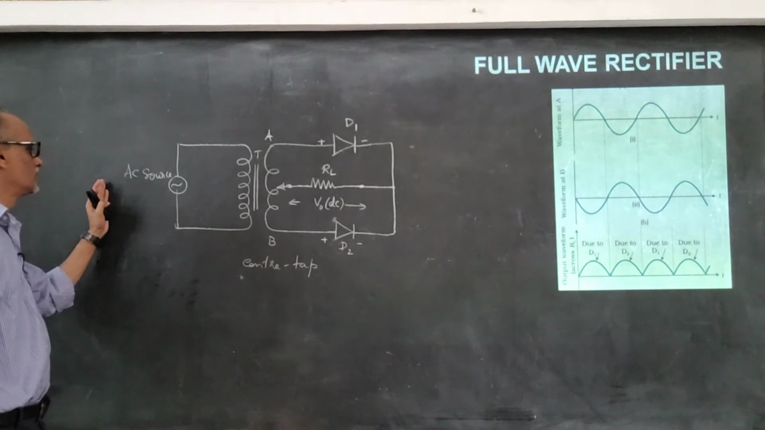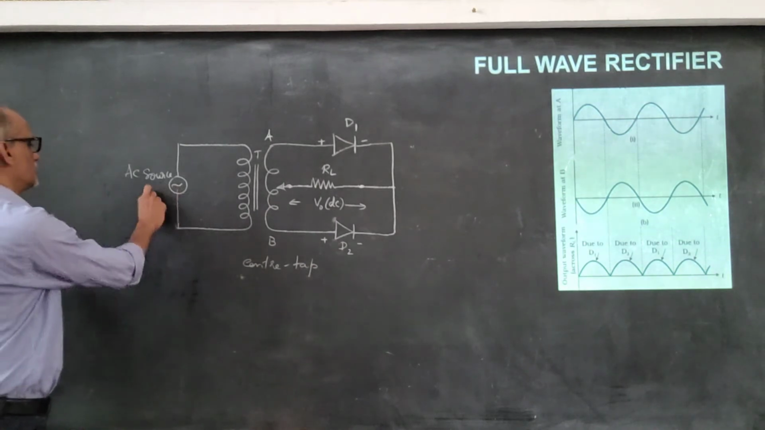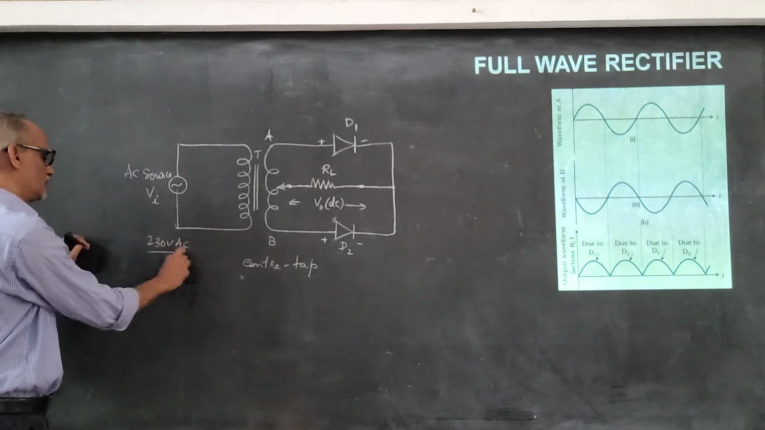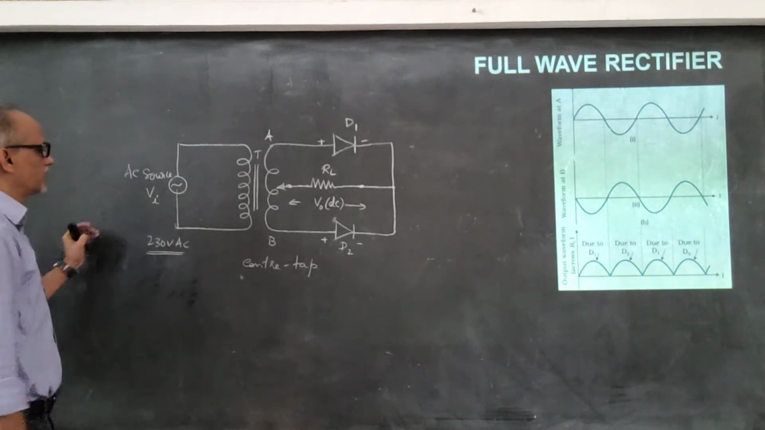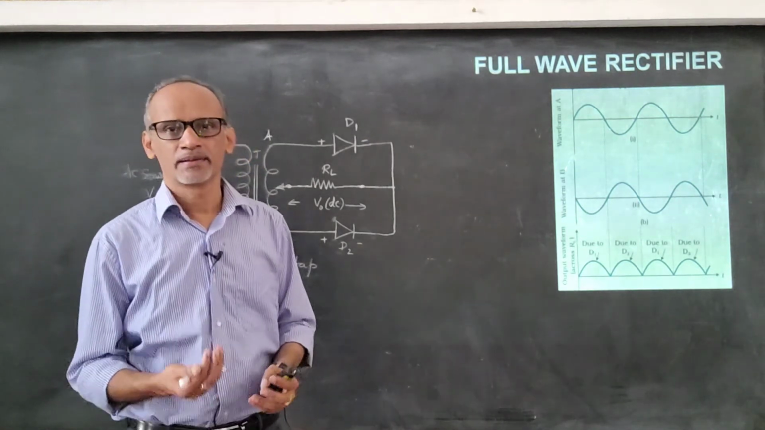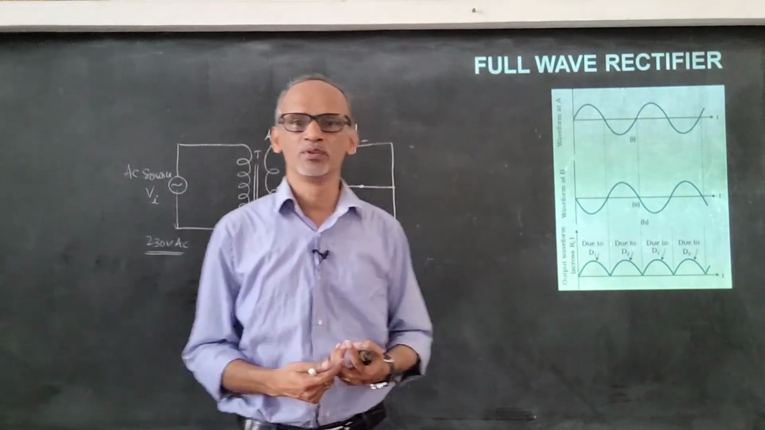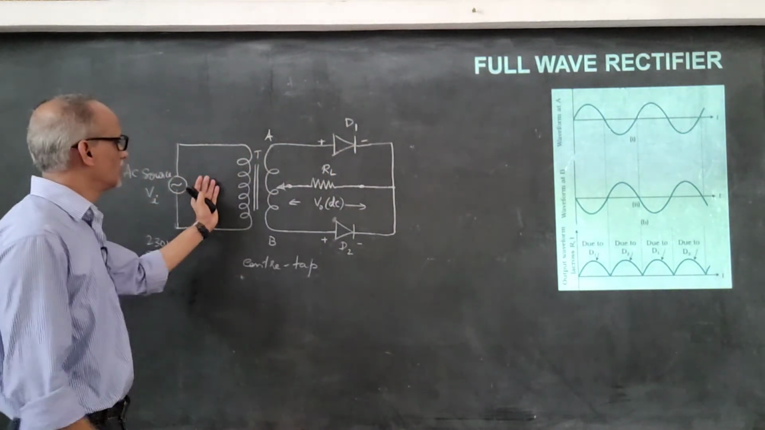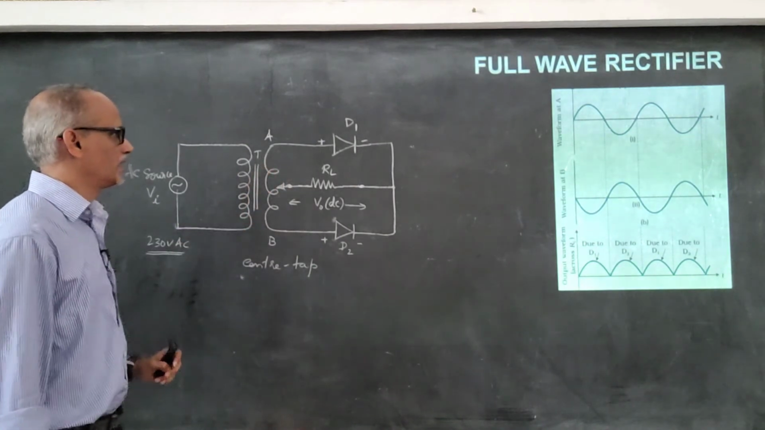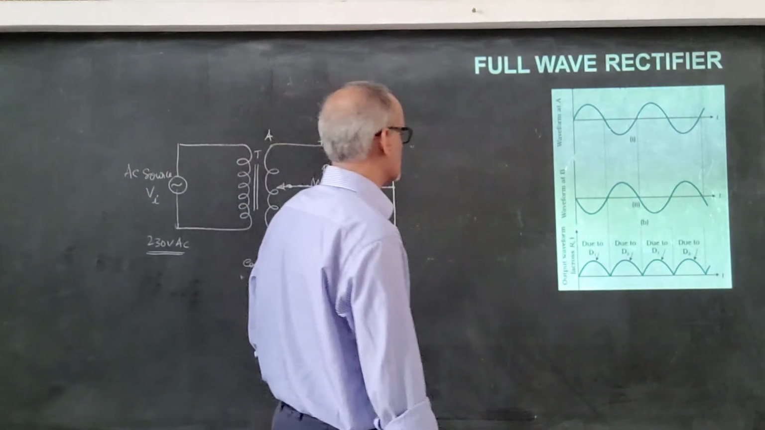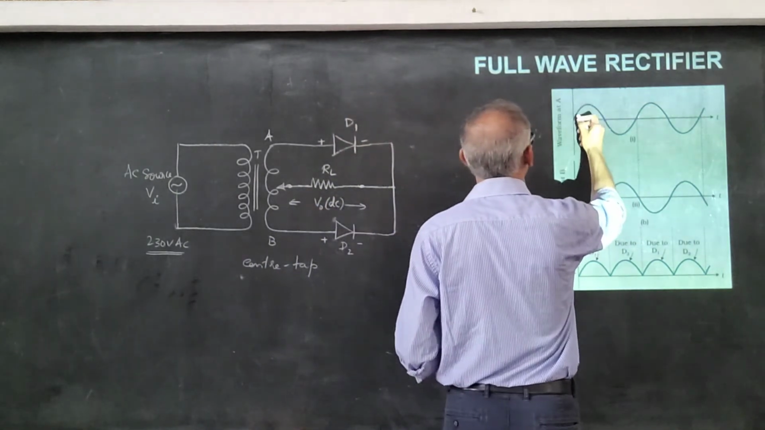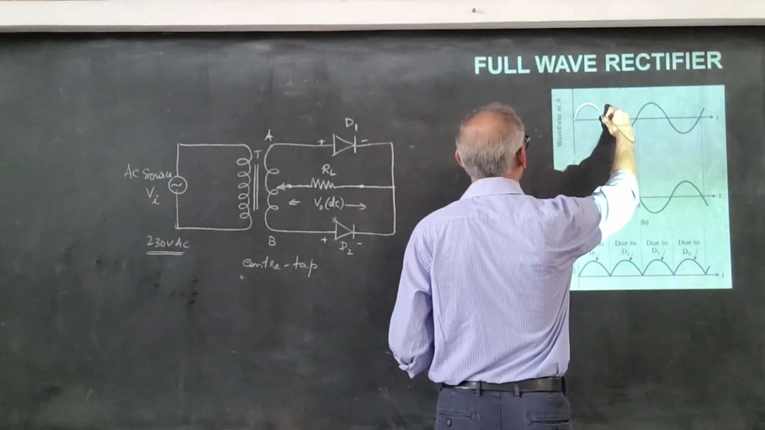Now, across the input, here we apply a 230 volt AC, and it induces EMF in the secondary. The transformer works on the phenomenon of mutual induction. So due to mutual induction, it induces EMF in the secondary. And now let's consider like this. This is the waveform at A. So we will take one half of the AC.